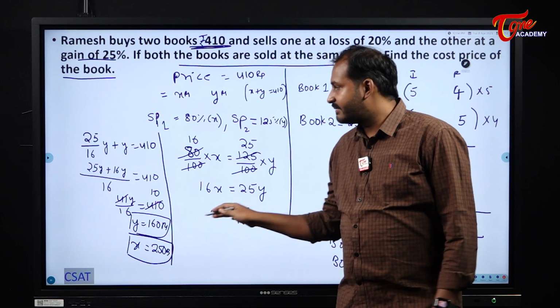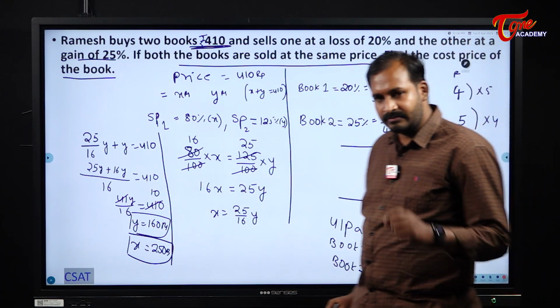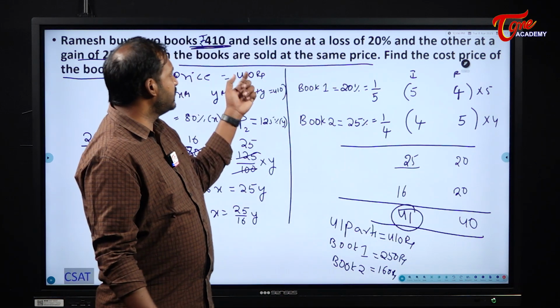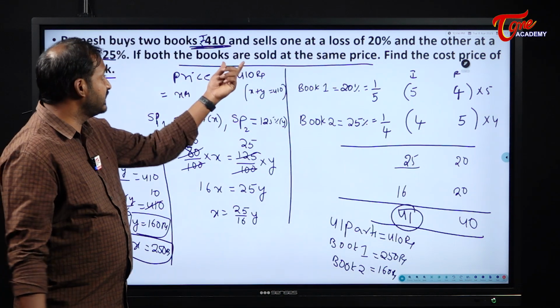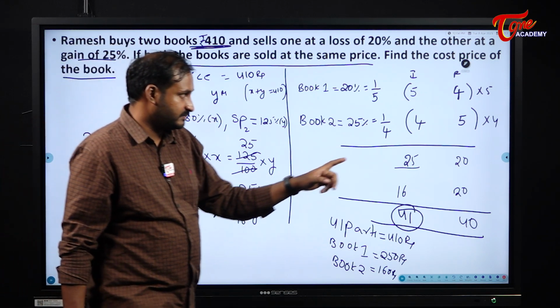Like this you can solve the problem by using the traditional method. By using the traditional method, you will get the answer in this manner. If you know the shortcut, you can do it that way. But make sure what is the condition they have given for us? The condition they have given for us is that both the books were sold for the same price.